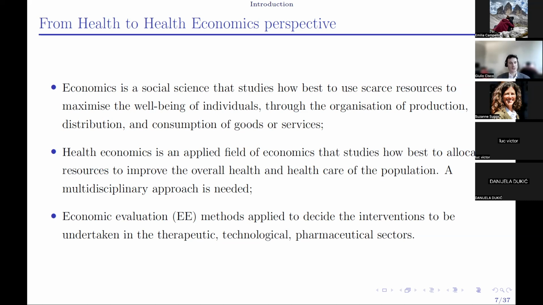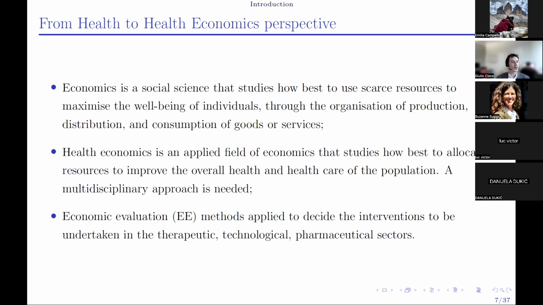So health economics tries to combine the economic perspective with the health perspective, especially to see how to allocate resources from a public point of view in the health and healthcare of the population. So we have to consider both aspects, the public health part and also the economic part, because resources are not unlimited. So of course we have to make decisions to try to allocate them in the best way.